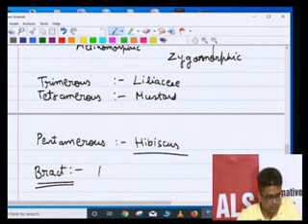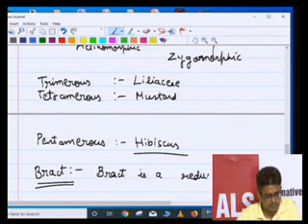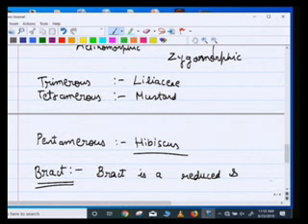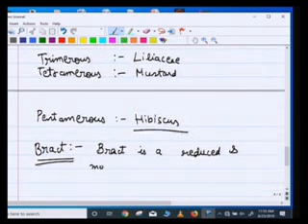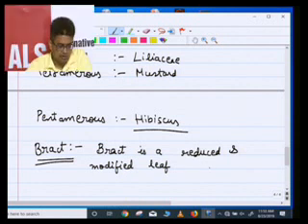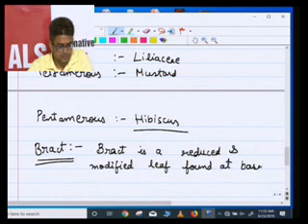Bract is a reduced, modified leaf found at the base of the pedicel.